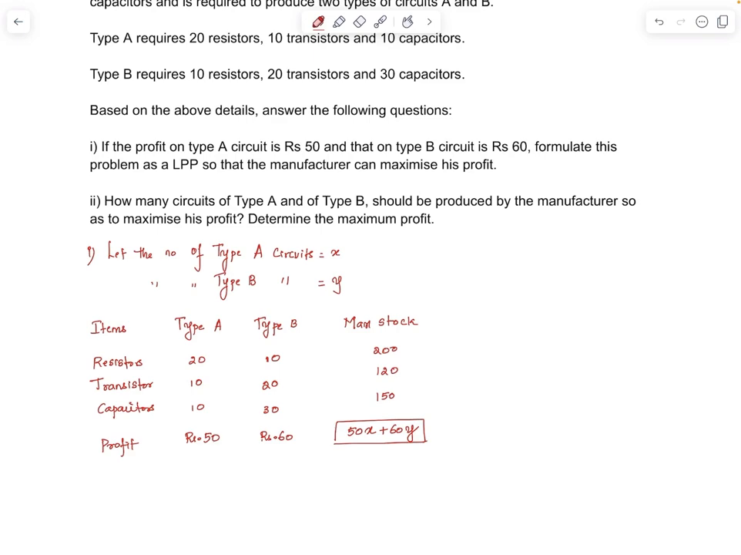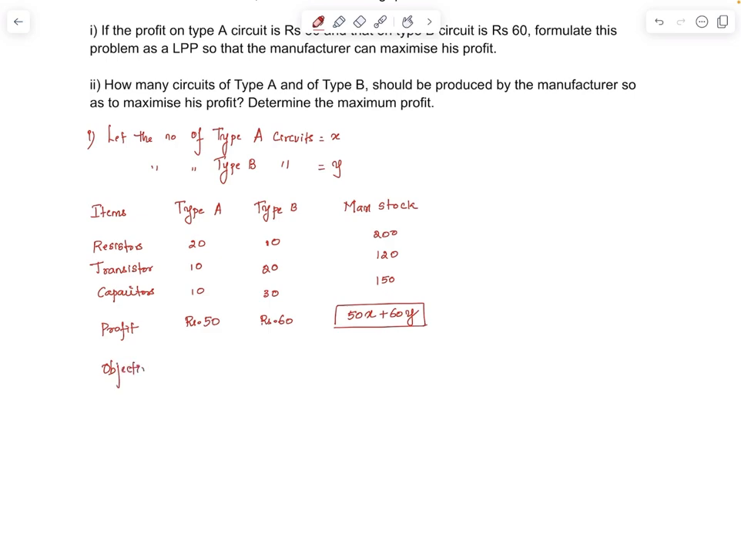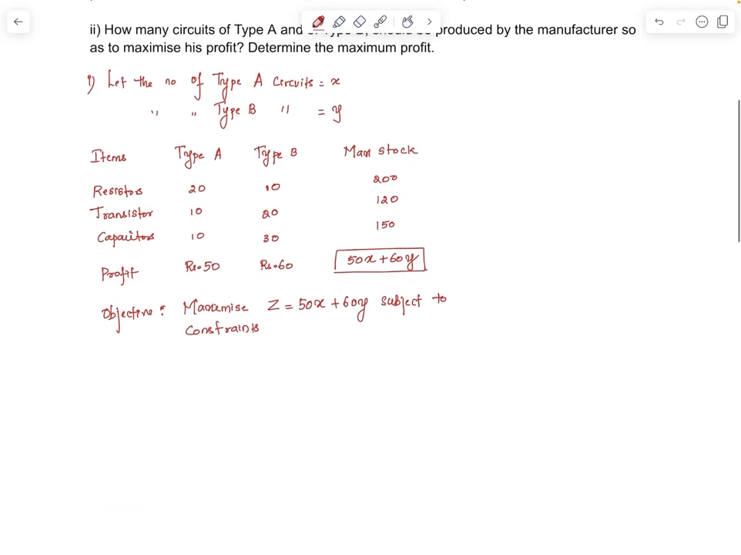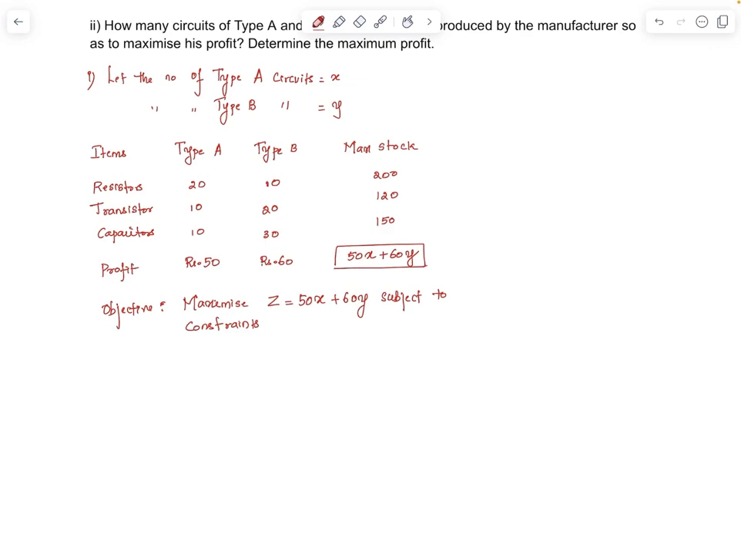This is the function that is required and we have to maximize this function, which means we are trying to maximize the profit. The objective is to maximize Z equal to 50X plus 60Y subject to constraints. So there are few constraints which are mentioned in the question, but they are not mentioned directly. We have to identify it.